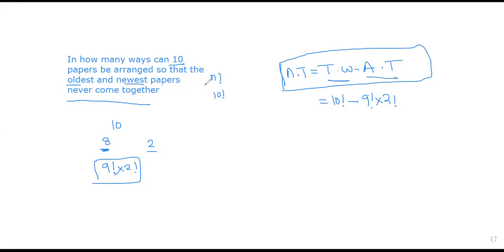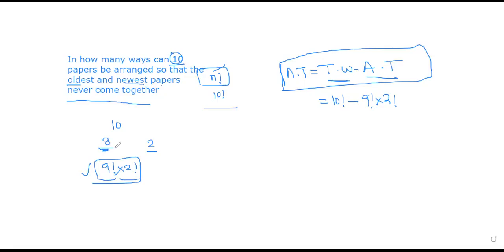Total ways is nothing but what is the formula? You know, n factorial. N is nothing but what? Number of letters, number of persons. So totally 10 papers are available. So 10 factorial is the total ways. And also we have found out this always together. Always together value is 9 factorial into 2 factorial.